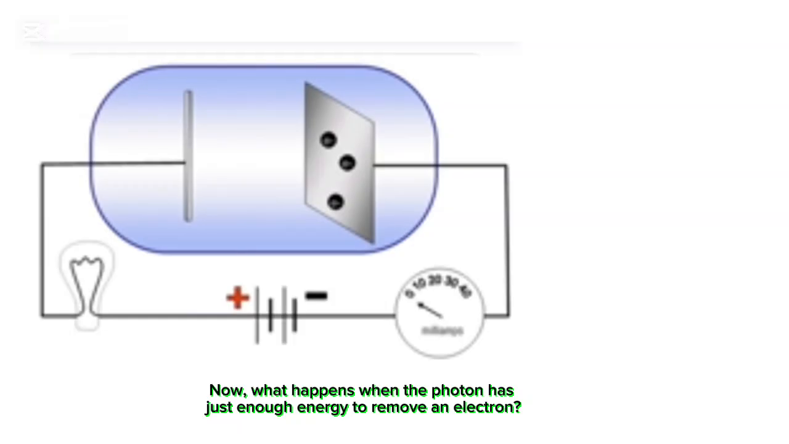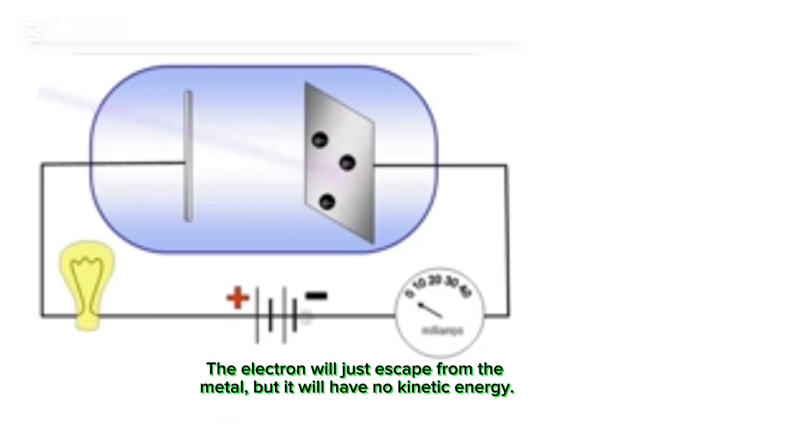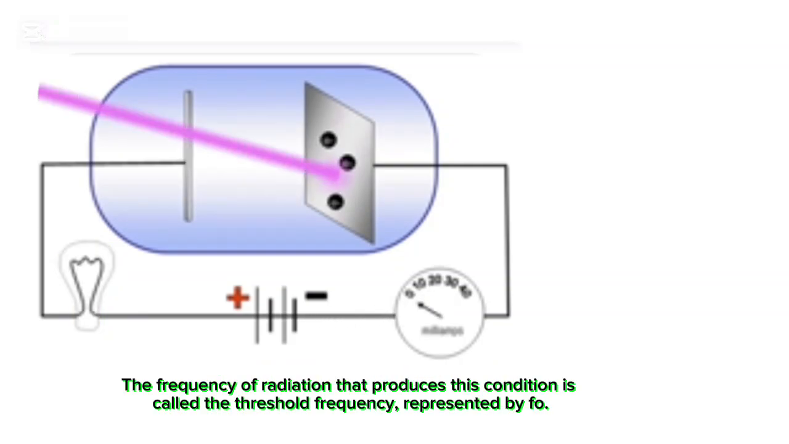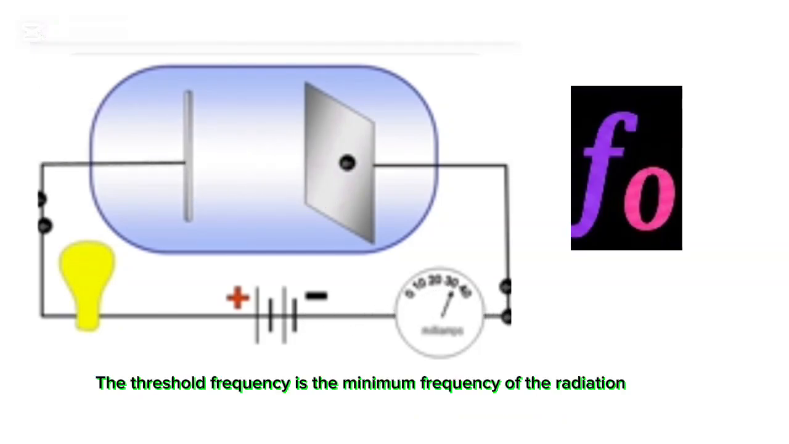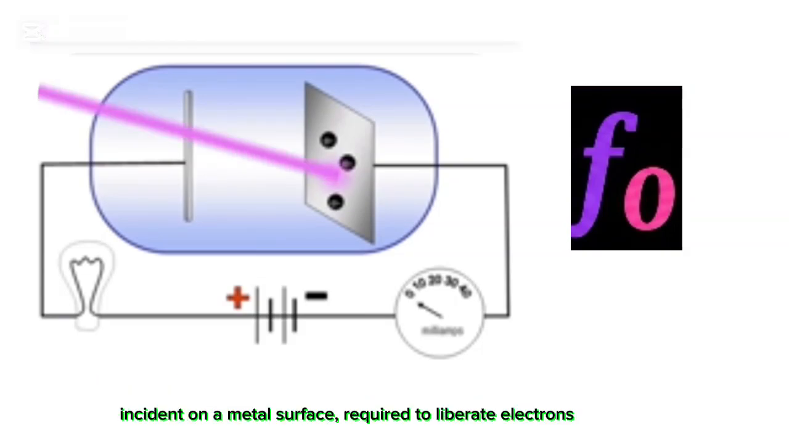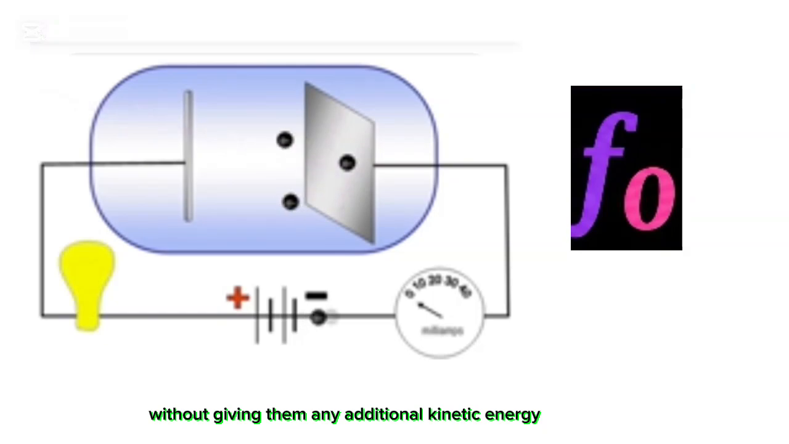Now, what happens when the photon has just enough energy to remove an electron? The electron will just escape from the metal, but it will have no kinetic energy to move. The frequency of radiation that produces this condition is called the threshold frequency, represented by f0. The threshold frequency is the minimum frequency of the radiation incident on a metal surface required to liberate electrons without giving them any additional kinetic energy.